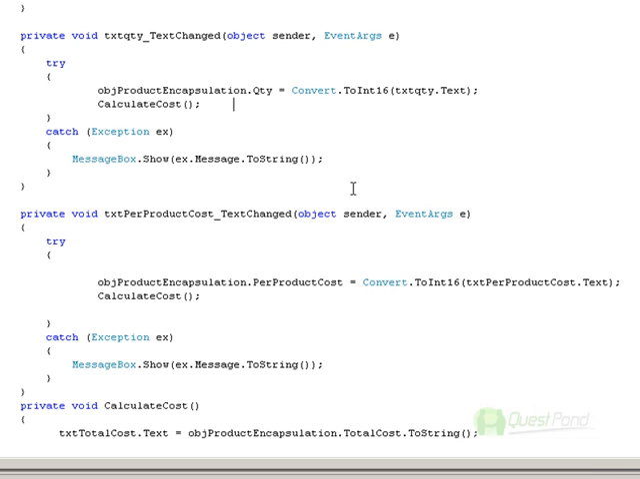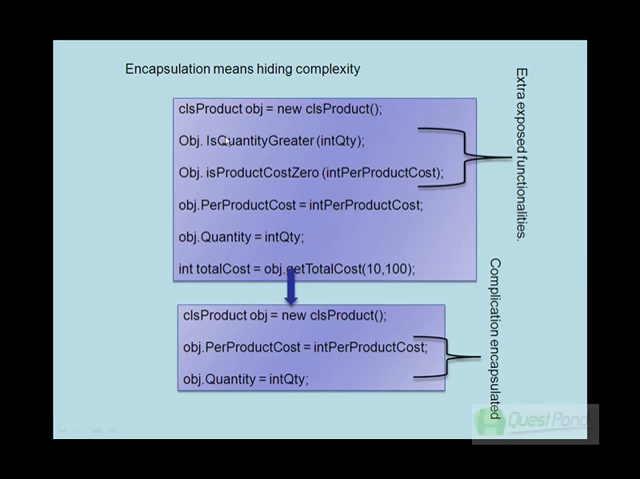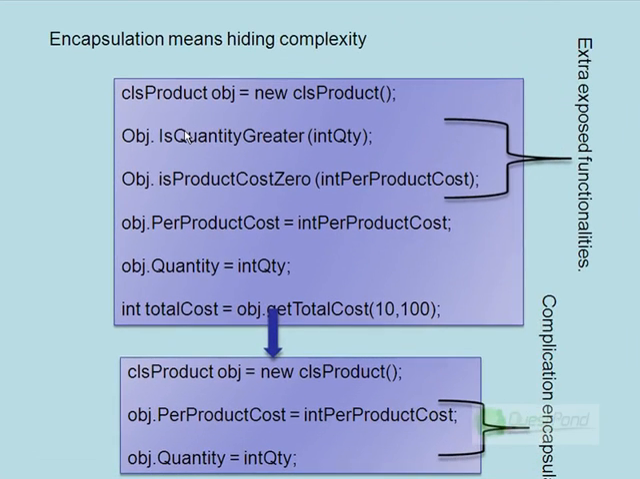So encapsulation helps us make our class, or our objects, simpler to use. And how does it make it simpler? It makes the object or class simpler by hiding the complexities from the external world. For example, over here, the checks of the quantity and the checks of the per product cost are completely hidden from the external world. The external world, or the UI developer, now just needs to go and set the property. The rest will be taken care of by the class itself.